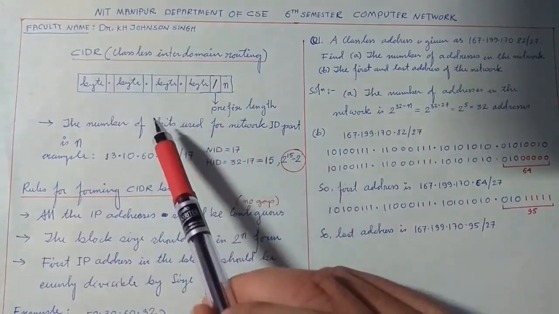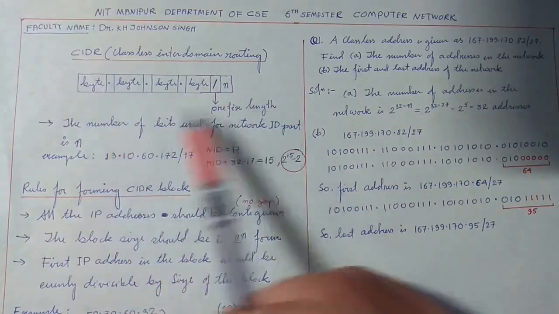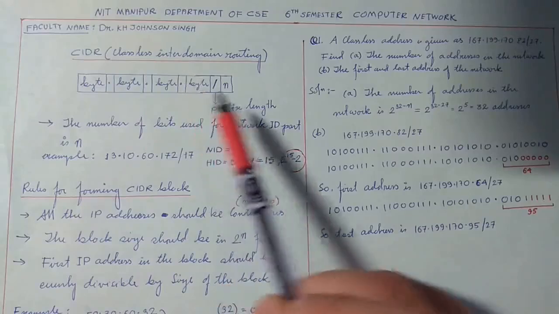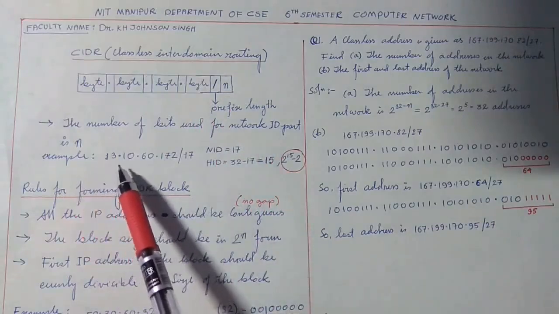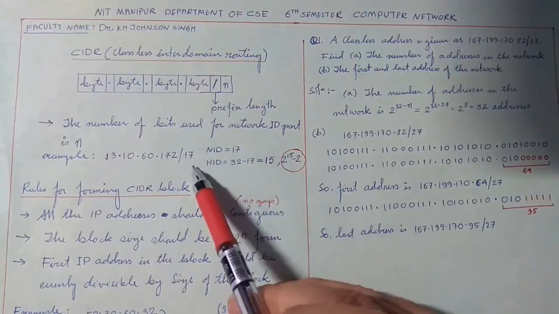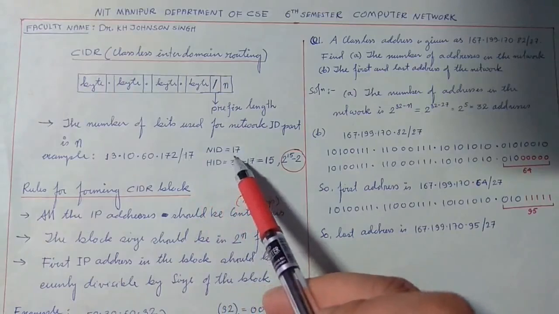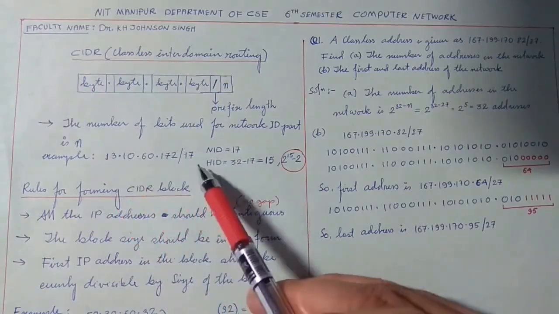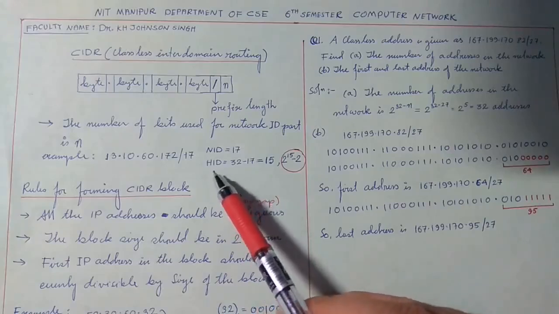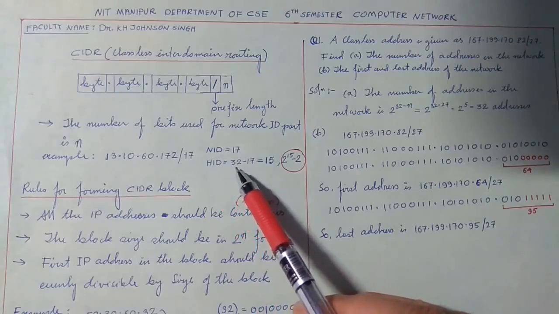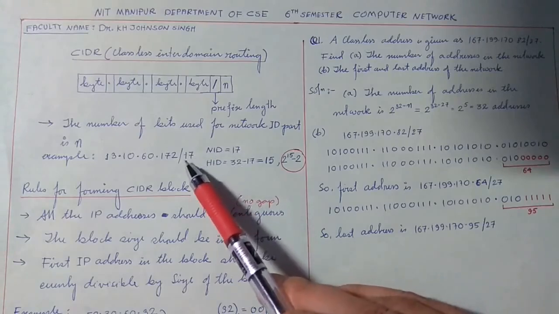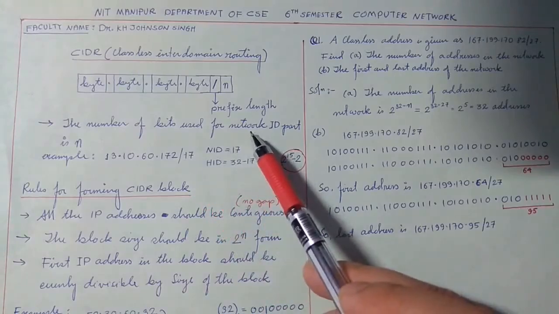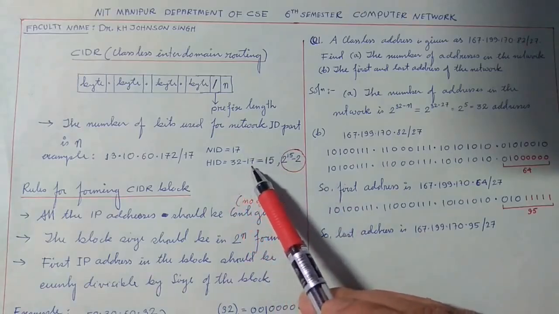As we know earlier, IP addresses are divided into the network part and the host part. So this n denotes the number of bits in the network ID part. If you look at an example, 13.10.60.172/17, this 17 denotes the number of bits in the network ID of this particular IP address. Then what will be the number of bits in the host ID? Host ID equals 32, that is the size of the IP address since it is IPv4, minus 17, which is given in the example as /17, the number of bits in the network ID. That is 32 minus 17 equals 15.